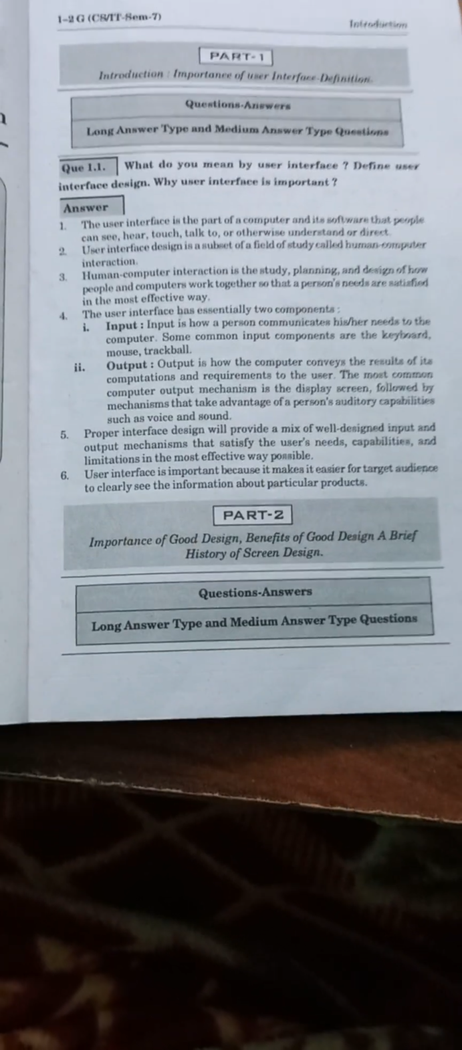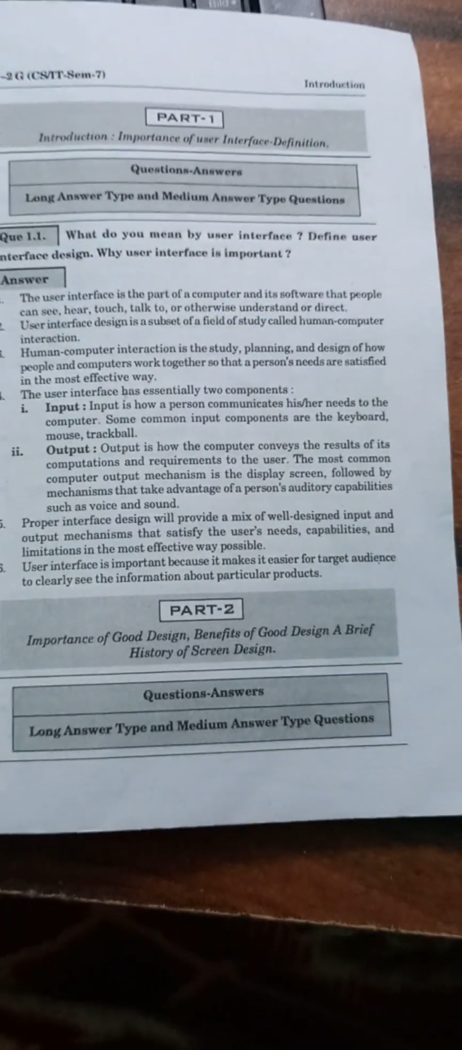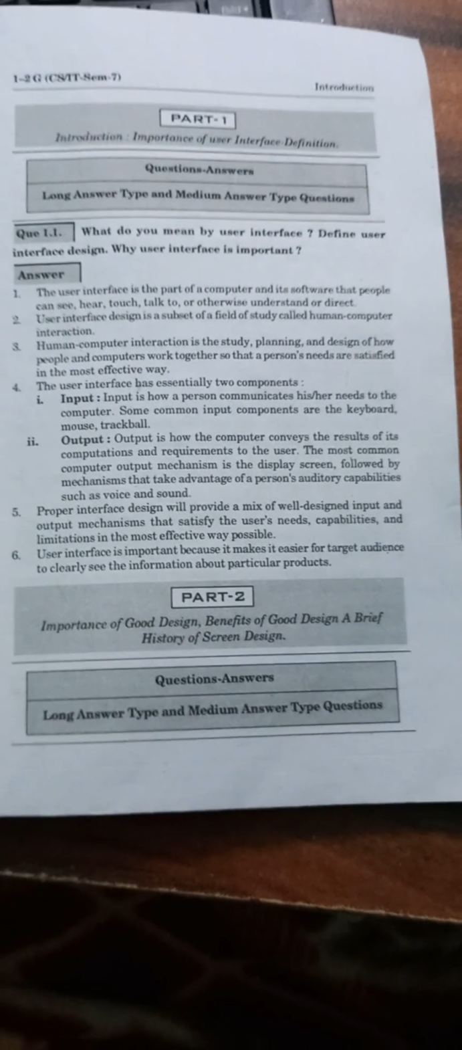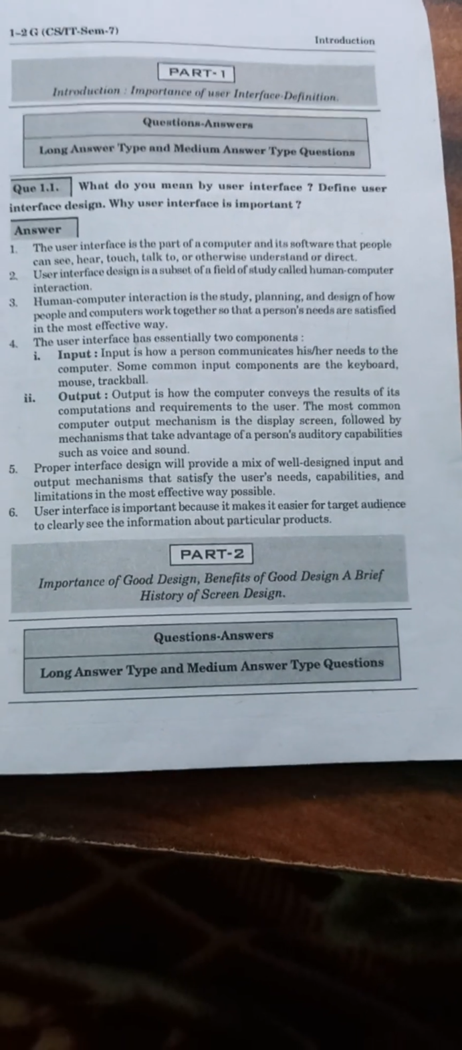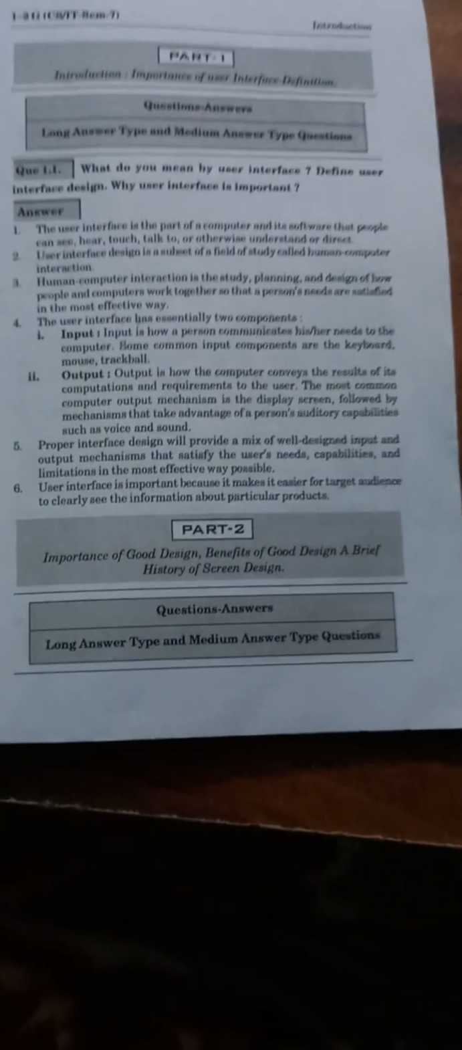Literally, we are talking about all the digital electronic equipment or machines. And the first point is the user interface is the part of a computer and its software that people can see, hear, touch, talk to, or otherwise understand or direct. Means the part of the software we can see, touch, hear, or how we interact with the computer system. This is the first point of this whole chapter. Means what is the user interface?